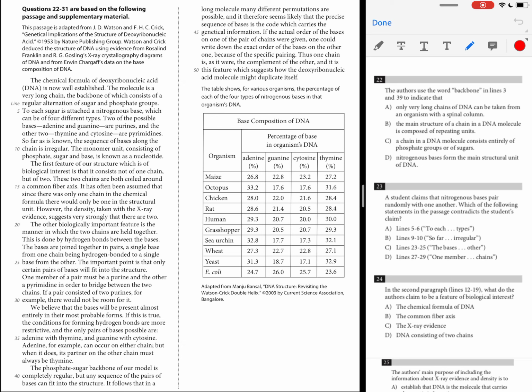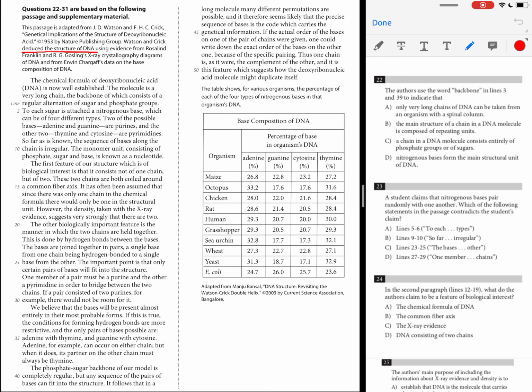1953, by Nature Publishing Group, Watson and Crick deduced the structure of DNA. So we have a much easier pronunciation right there. Using evidence from Rosalind Franklin and R.G. Gosling's X-ray crystallography diagrams of DNA and from Erwin Chargaff's data on the base composition of DNA. Okay, so we actually get a lot of information in this blurb. It's rare to get that much in a science blurb, but we're going to use that to our advantage, okay? So they deduce the structure of DNA using data from other people. So this is going to be about the structure of DNA, I'm going to assume, but I'm going to check.